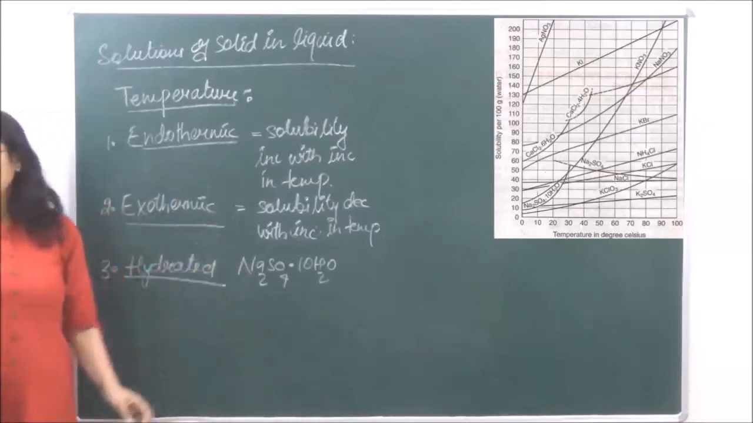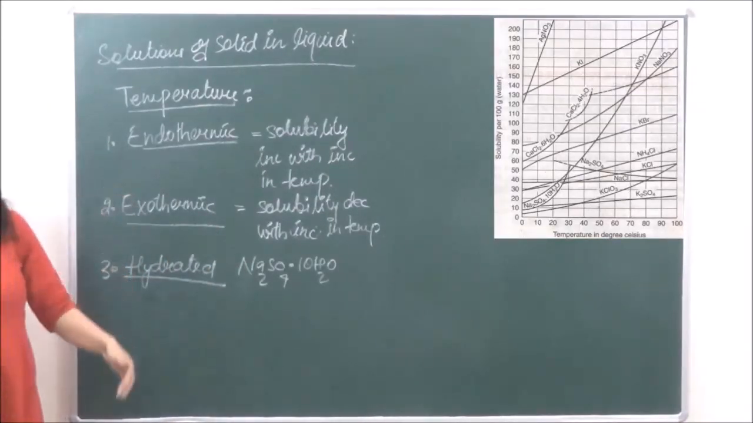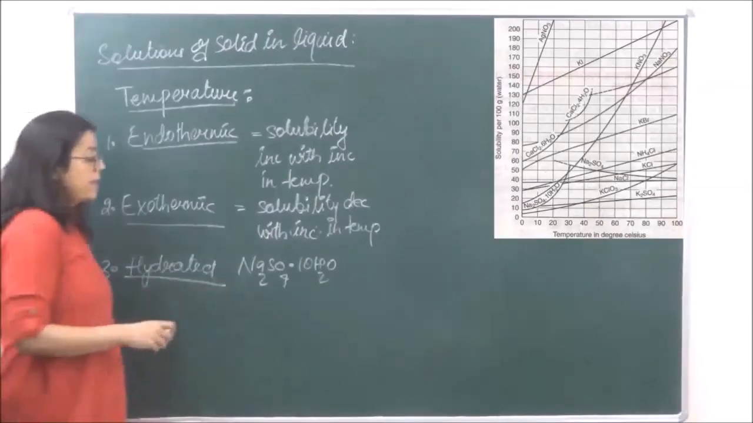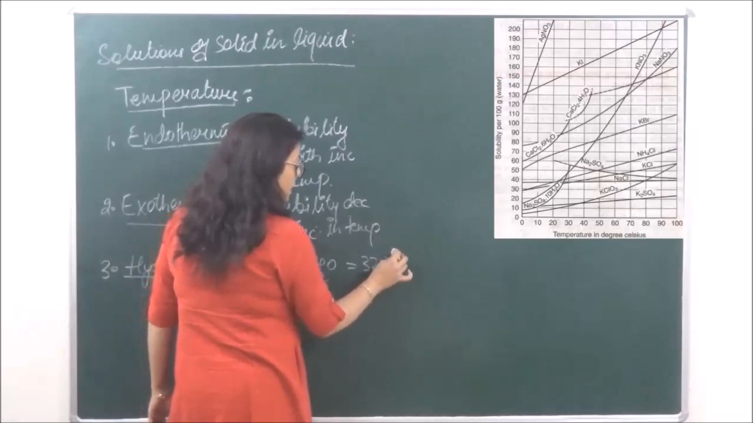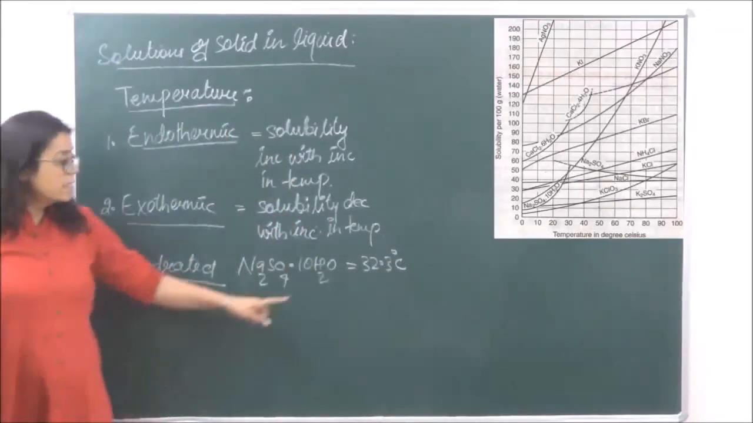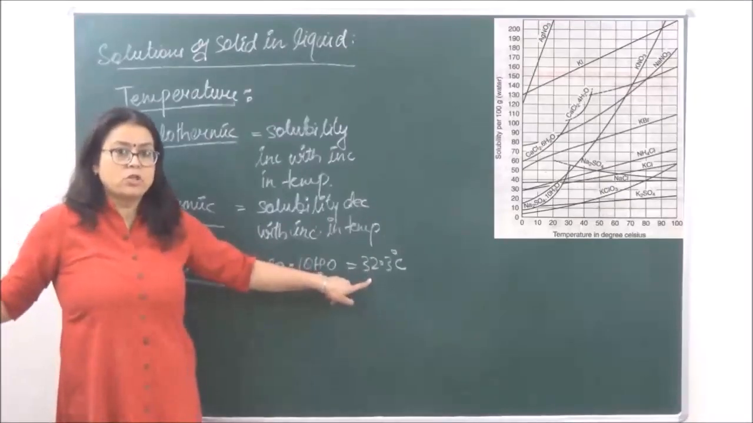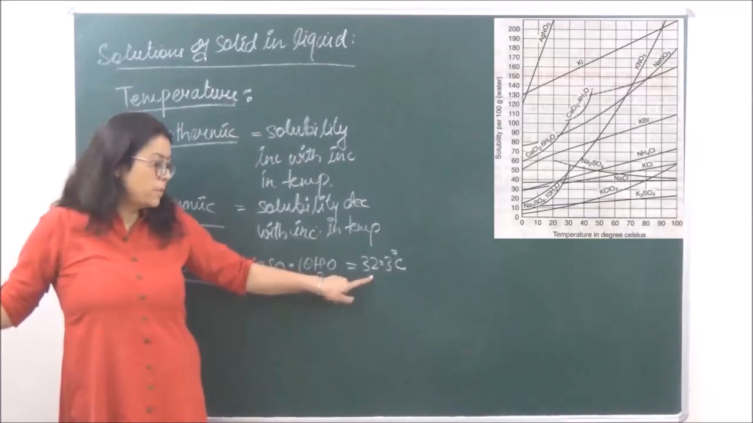Now, at one particular temperature from where the dip starts, the temperature for Na2SO4·10H2O, that is 32.3 degrees, this is known as the transition temperature. Clear? This is known as the transition temperature.